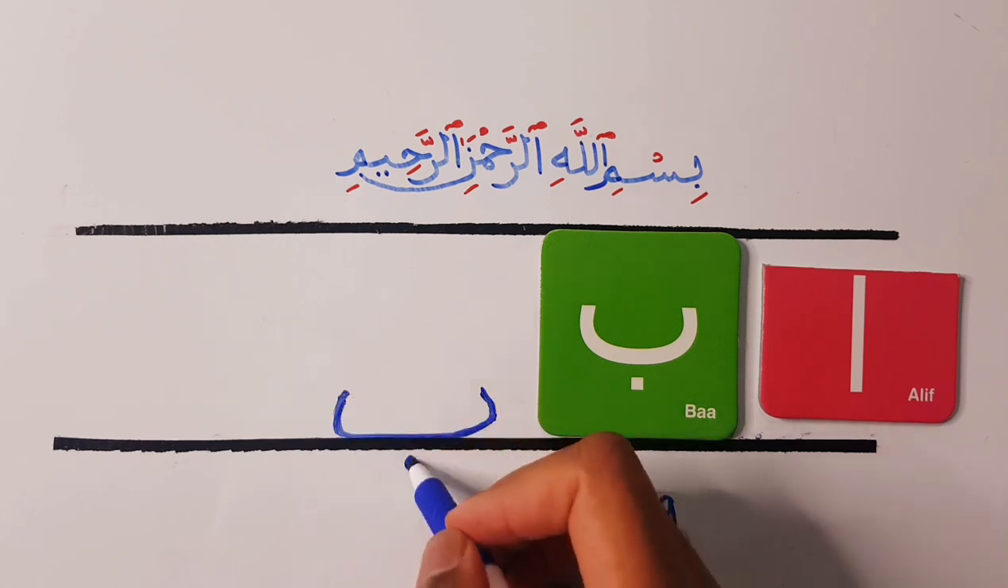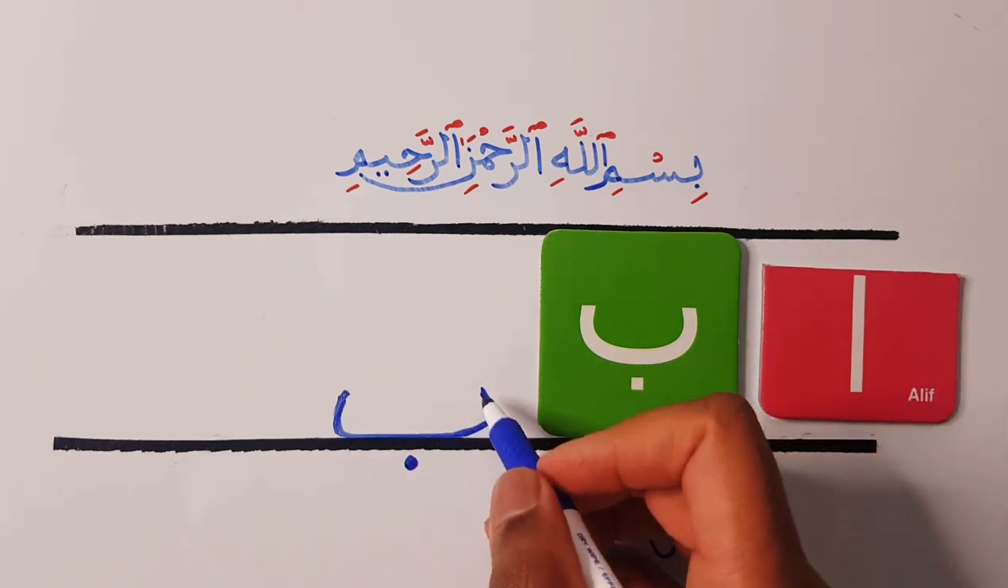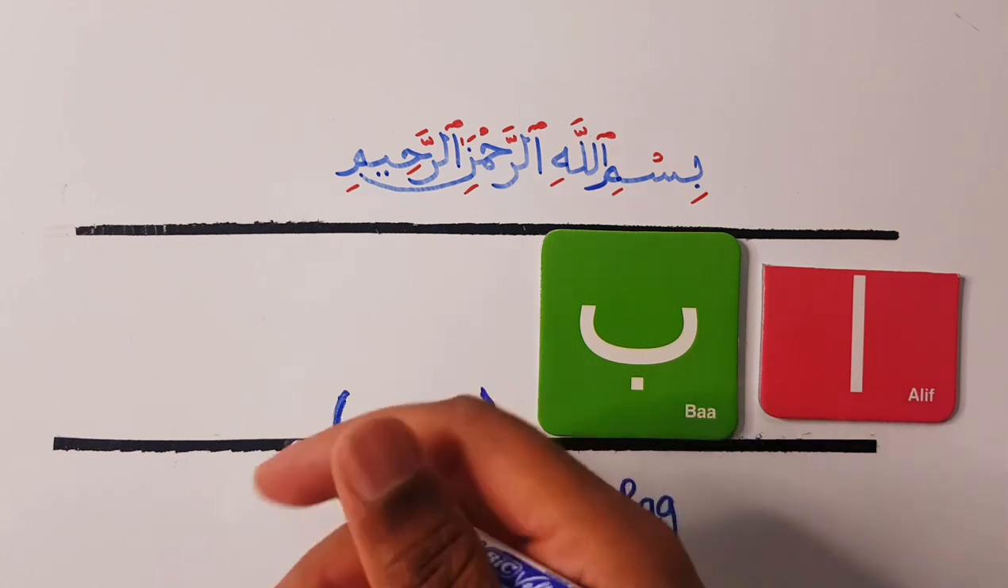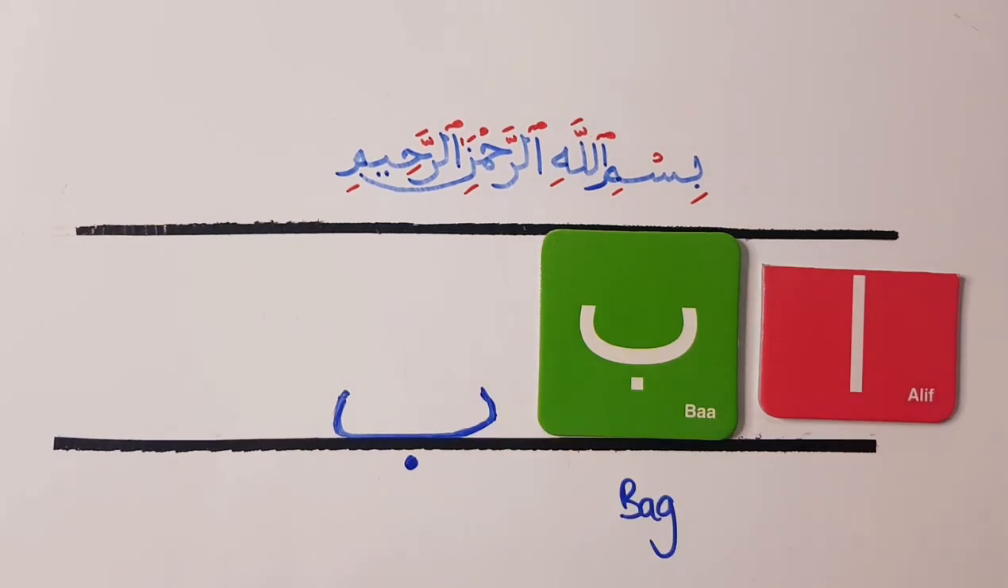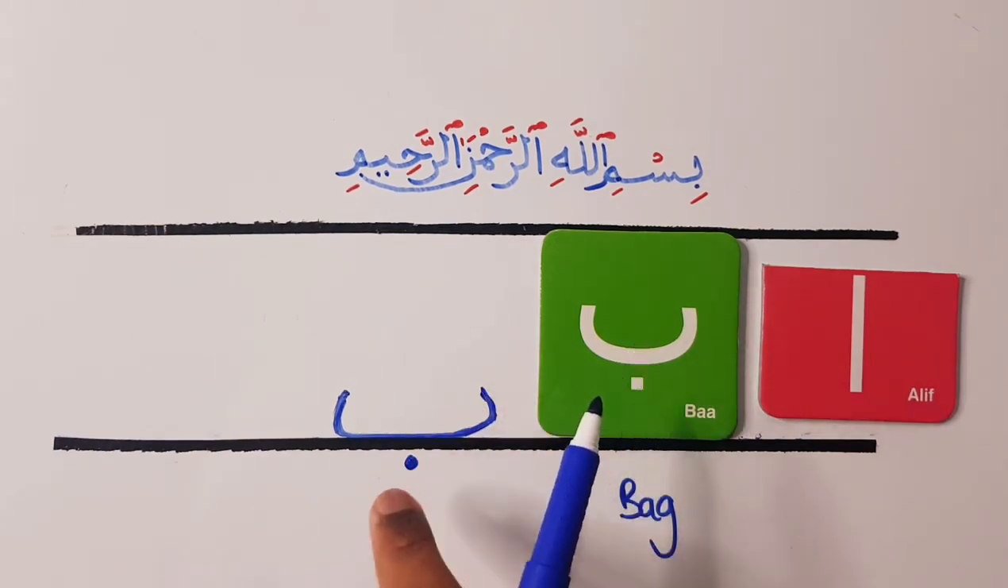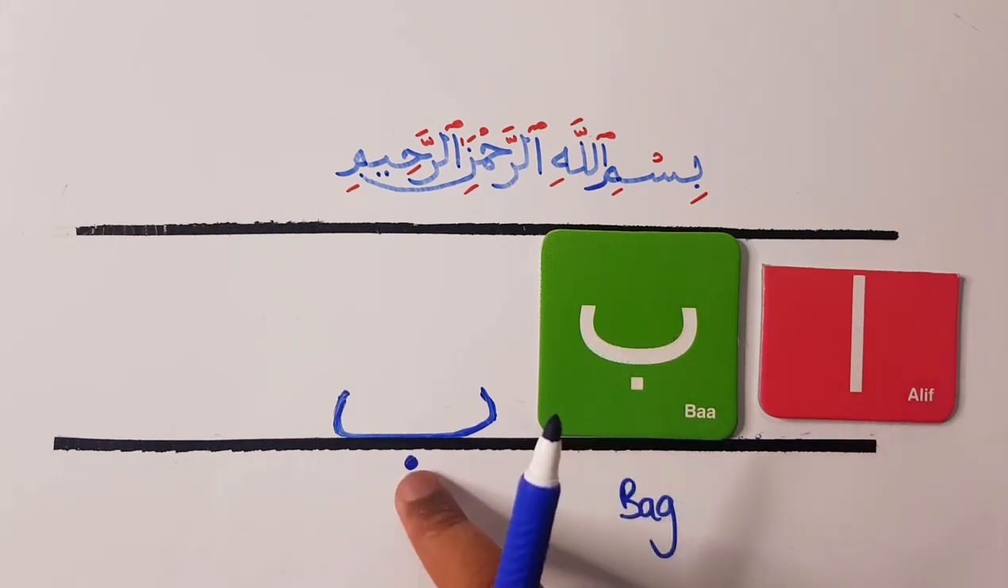Just like that. Ba. Getting this shape right is very important, because the next 2 letters follow the same shape. So ba has 1 dot at the bottom. This is a good way to remember: ba, ba, below. Dot, ba, ba, below.